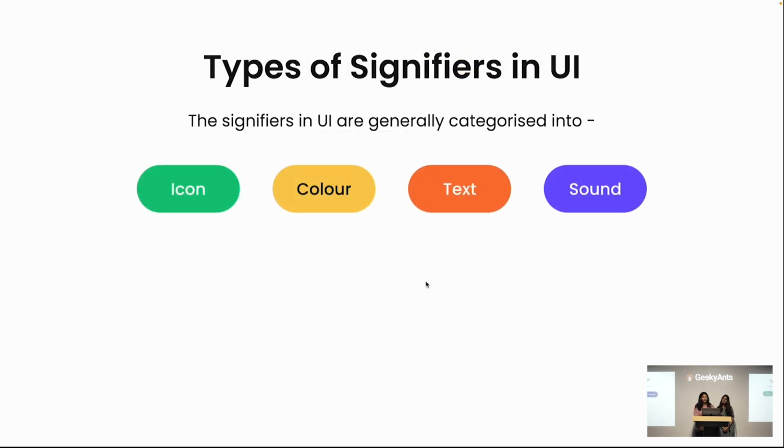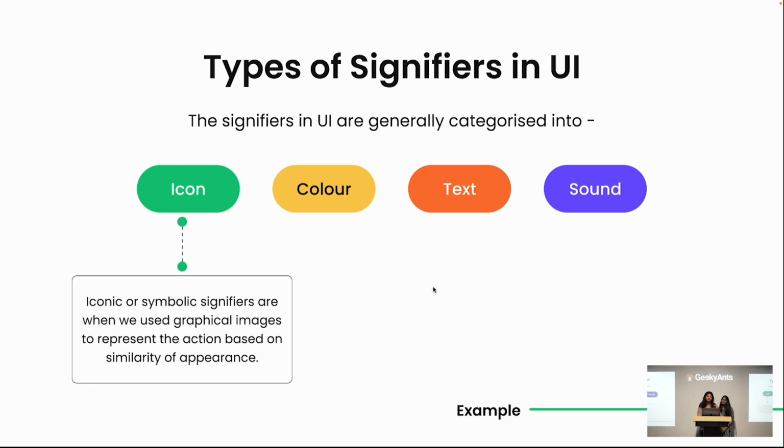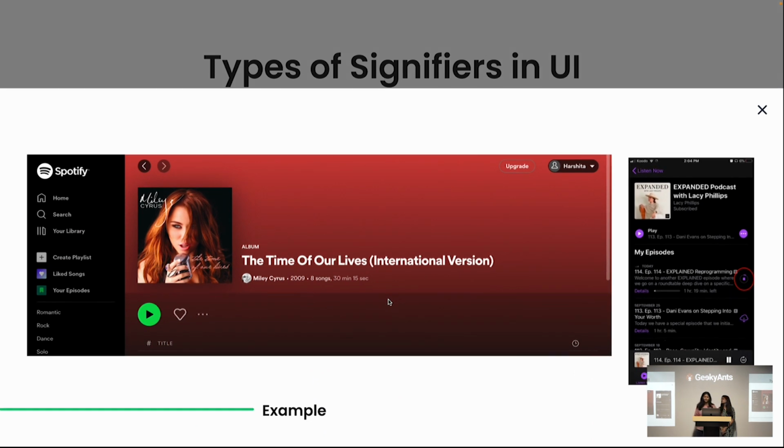Types of signifiers in UI design. Signifiers in UI design are generally categorized in 4 forms: icons, colors, text, and sound. Let me go with the first one, icon. Icons are generally graphical representations of the action based on similarity and appearance. Let's see an example. You must all have visited the Spotify app. So this is a website app.